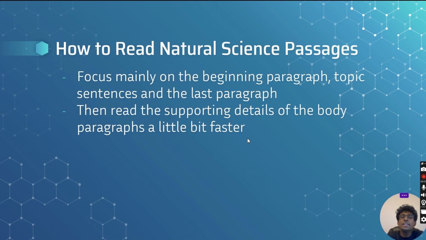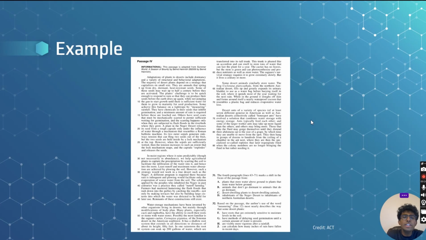So how do we read these natural science passages? We want to focus first on the beginning paragraph and then the topic sentences of the specific body paragraphs before getting into the conclusion and understanding what that's about. So it's very similar to the past couple passages we've talked about. You want to know your introduction, your topic sentences, and then your conclusion, mainly, and then focus on the supporting details in the middle. So here's an example of a natural science passage.